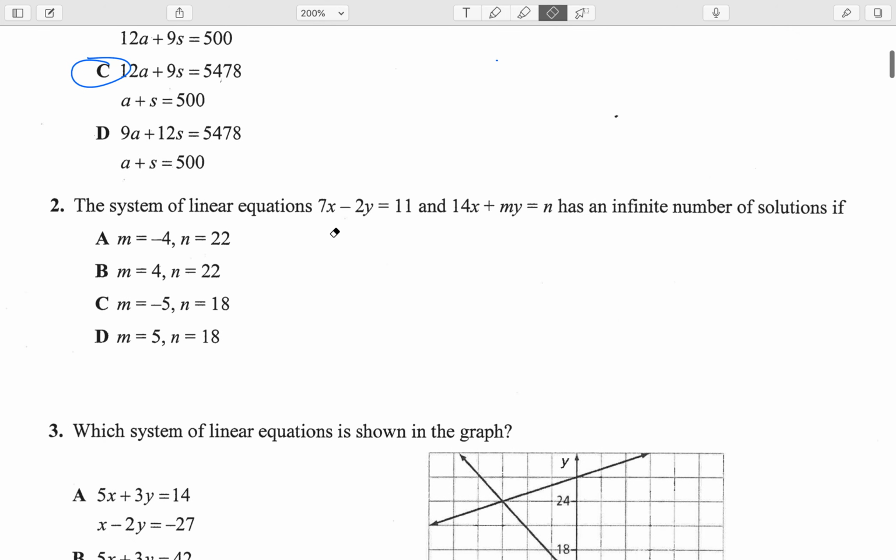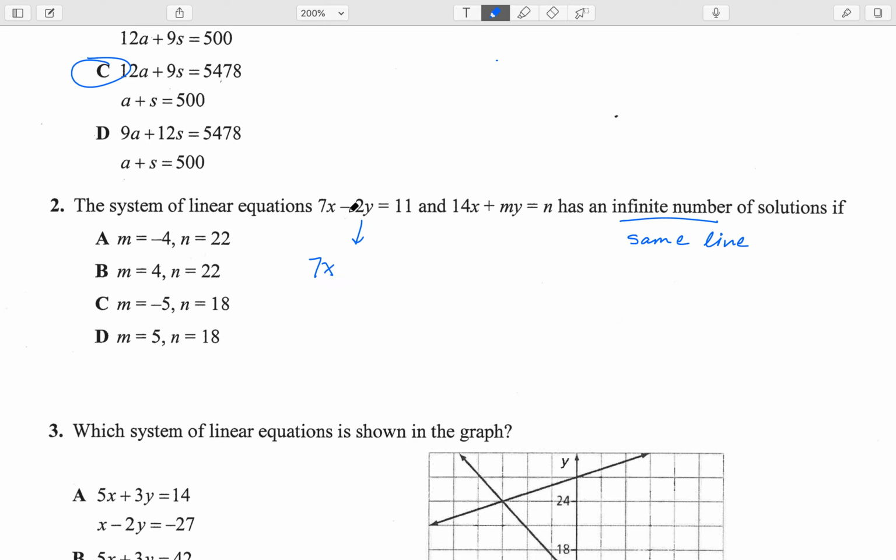Let's see, number 2. It says this system here and here has an infinite number of solutions. In other words, it means it's the same line, right? Because if it's an infinite number, it means it's the same line twice. Okay, well, they say, what is M? What is N? I don't know, but you know what? I'm going to start with this one.